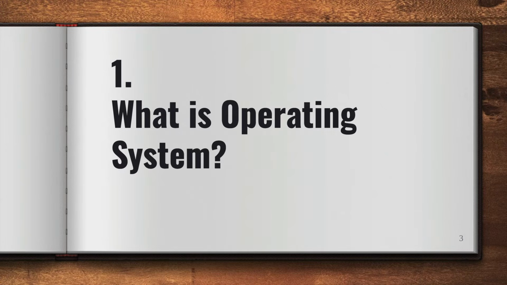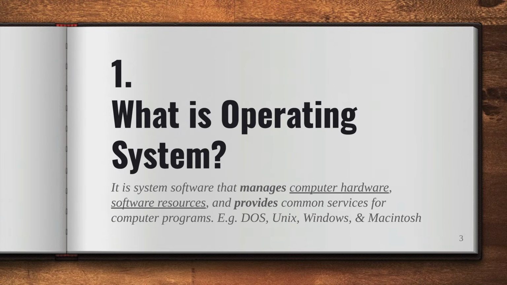So what is an operating system? Well, an operating system is system software that manages computer hardware and software resources and provides common services for computer programs. For example, DOS, Unix, Windows, and Macintosh. You might be aware of these operating systems as well. Even on mobile, you have operating systems that you use, such as Android, and on iPhones, you have iOS. So it's basically system software.